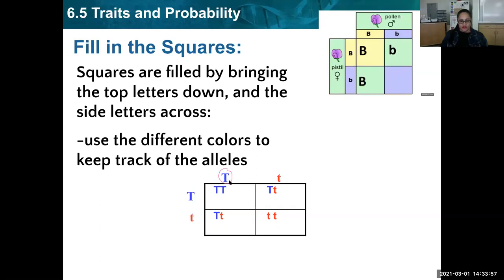We have this T comes down here and also down here. And then this T goes across to both of these squares. Same with this T. This T comes down to each one. And then this T comes across to each box. So like I said, we have parent 1 on top, we have parent 2 on the side, and then each box of possible offspring has one allele from each parent.